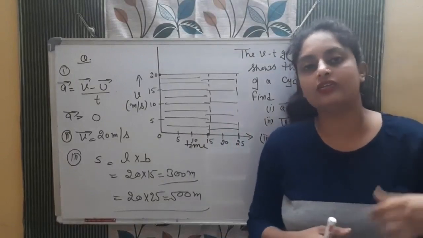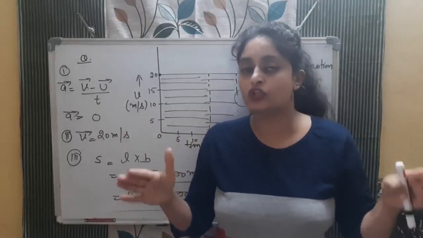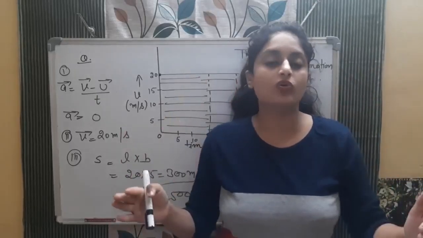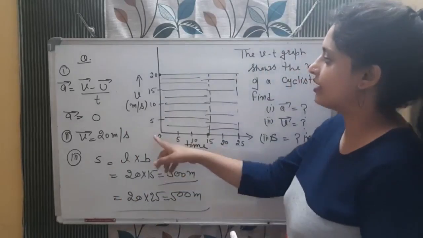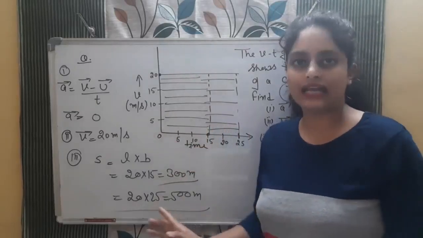But if you are talking about the distance time graph, that will give us the speed only. Distance time graph we cannot show in the negative direction because distance cannot be negative. In case of the velocity time graph, it can go in upward direction also, graph can go in downward direction also, because velocity can be negative.